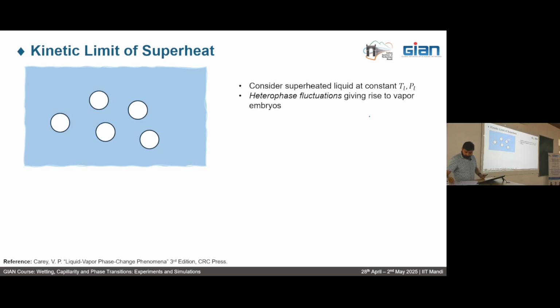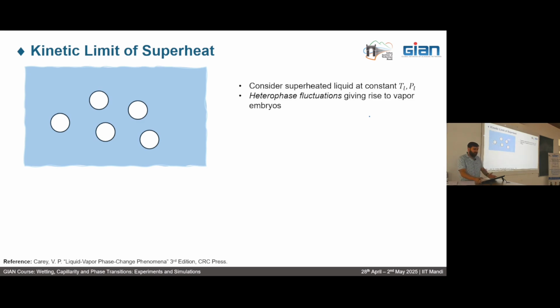Now let us jump on to the kinetic limit of superheat. So far the discussion from previous studies indicates that the likelihood that homogeneous nucleation will occur depends on the kinetics of the bubble embryo formation. How the bubbles are formed will govern the kinetic limit of the superheat. Any embryo that has n number of molecules is continuously losing molecules due to condensation, and is again gaining molecules because of the boiling which occurs at the interface of these bubbles.